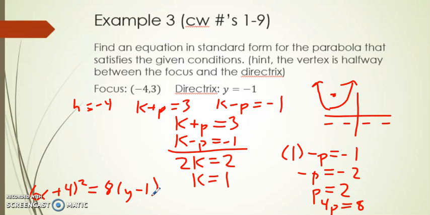Many of the problems you'll be doing for practice are multiple choice, which will make this even easier. You just have to be very careful about the signs as you work on these.